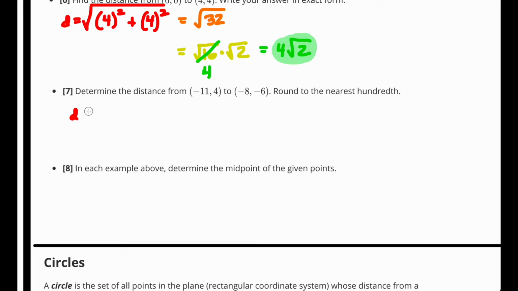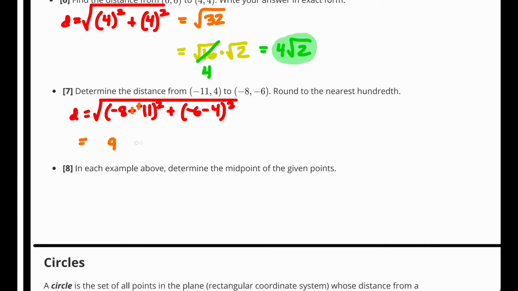So I'm actually going to fully write out all these steps here. I'm going to subtract the x's. So I'm going to do negative 8 minus negative 11, and then squaring that, plus negative 6 minus 4, quantity squared, square root all that.